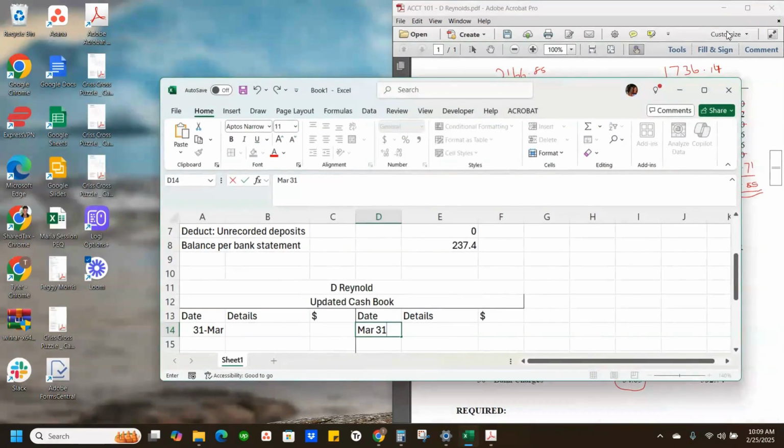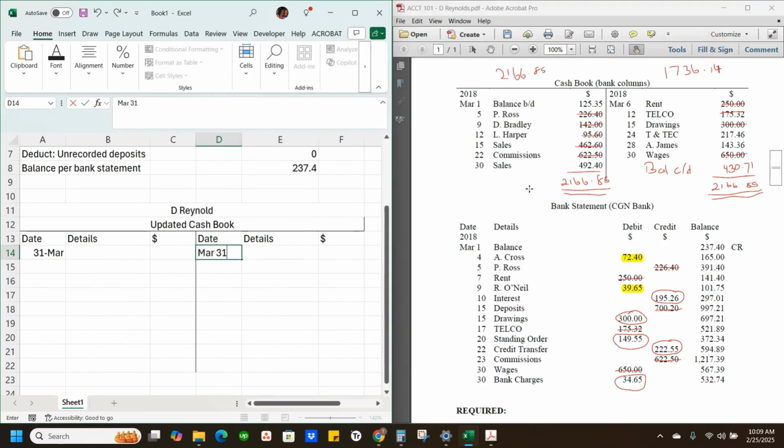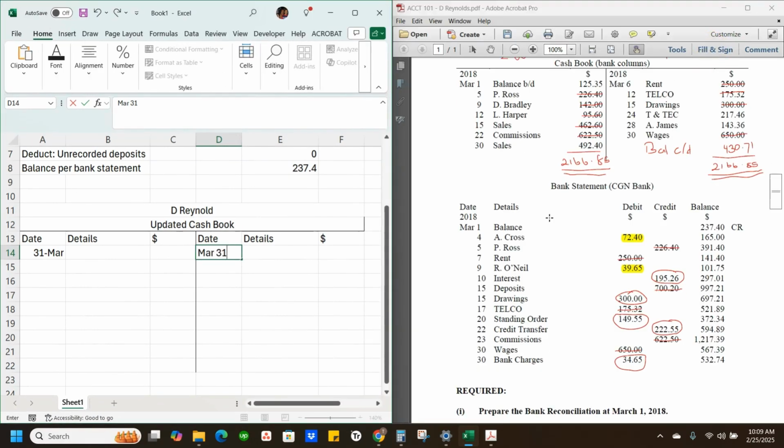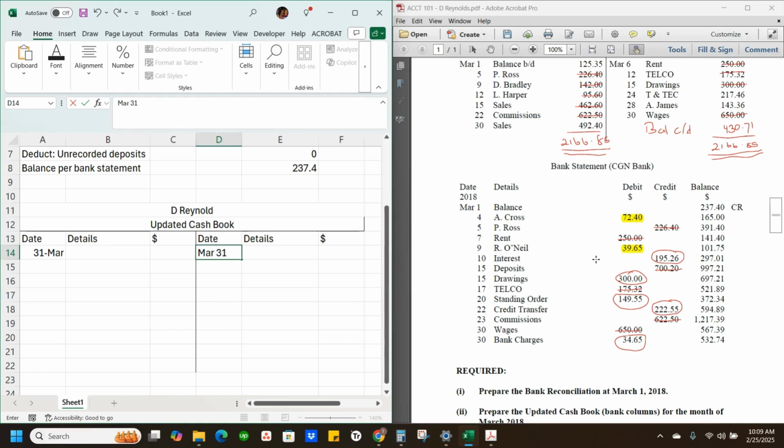Let's bring back up that worksheet. Good, so remember I said that anything we circled on our bank statement would have been the amounts that were missing from our cash book. So we have to use those amounts to update our cash book, right?